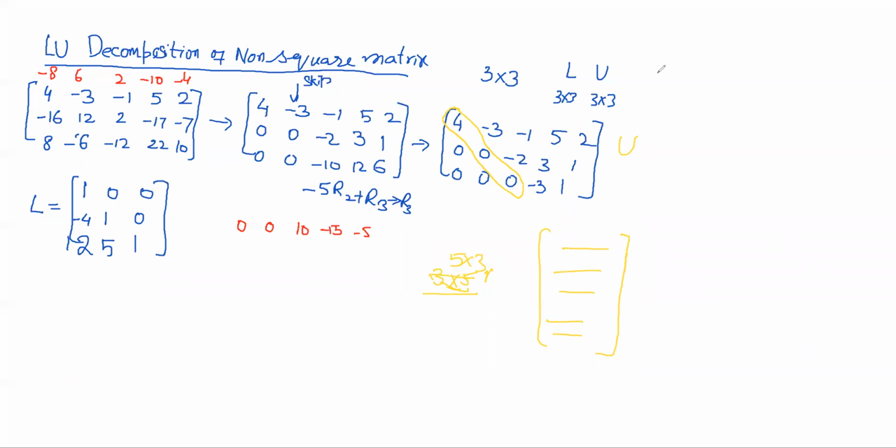Okay, so this was about the lower and upper triangular decompositions. There is another variation for the LU decomposition that is called the LDU decomposition. So what is the LDU decomposition?